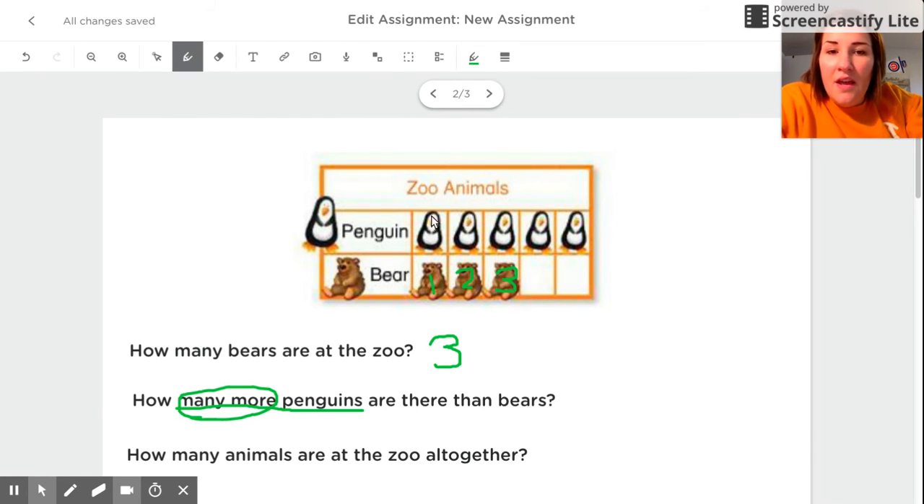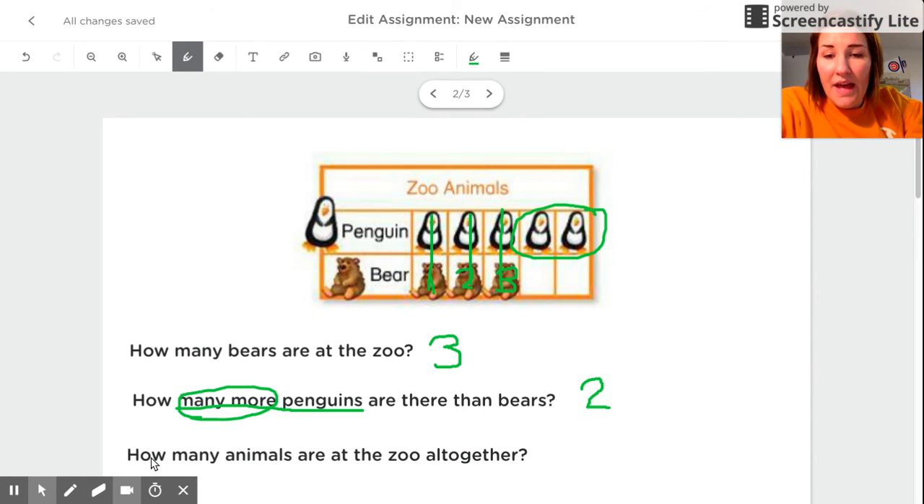All right, now that you've done it on your own, let's see. So we're going to have these be partners. These have a partner. These have a partner, but as I go to this one, there's no bear to be partners with this penguin. So I see that these ones here are left over. They don't have a partner, which means that there are 2 more penguins at the zoo than there are bears.